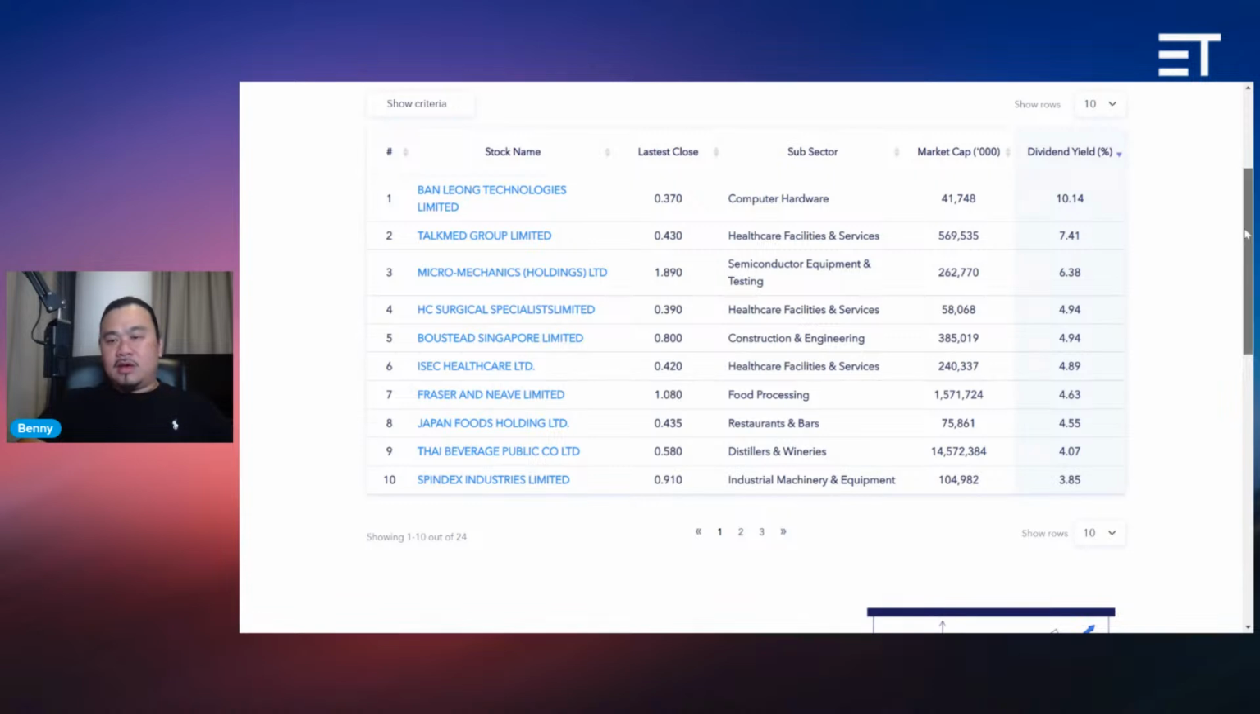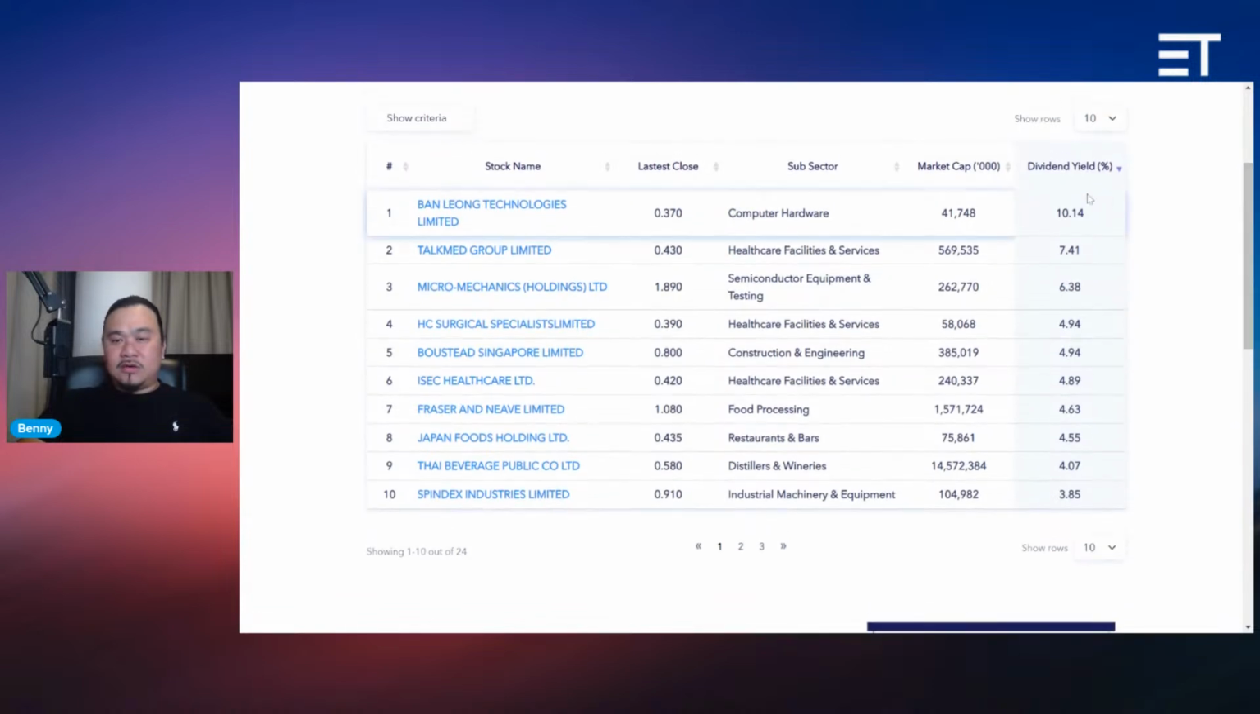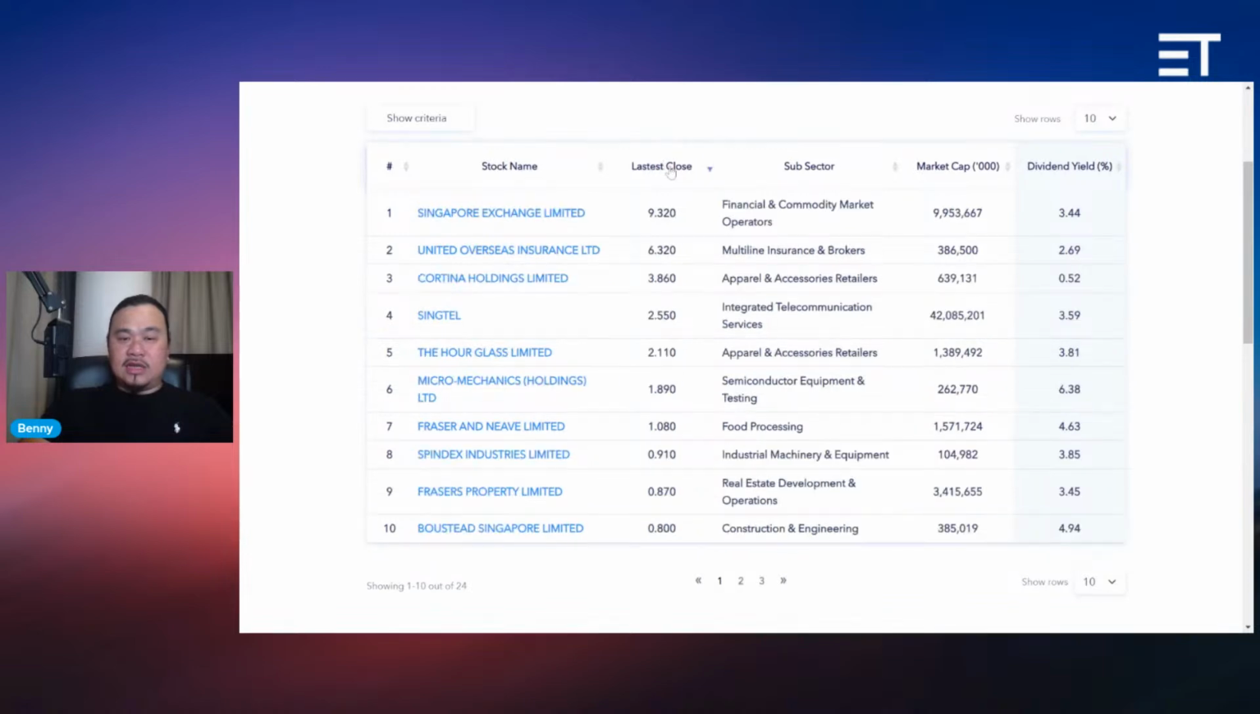Of course, this dividend yield is based on the latest financial year. And you can see that this is sorted by dividend yield. If you want to sort by price, you can just click on the latest closing price, for example. I show, for example, SGX. That's the highest price at the moment for this group of stocks, with a market cap of about 9 billion or nearly 10 billion Singapore dollars, provided a 3.44% dividend yield.